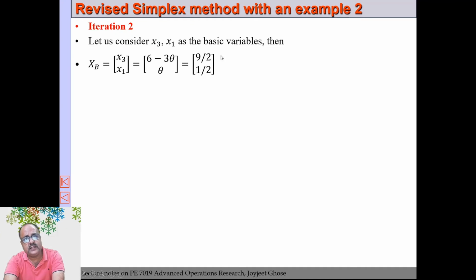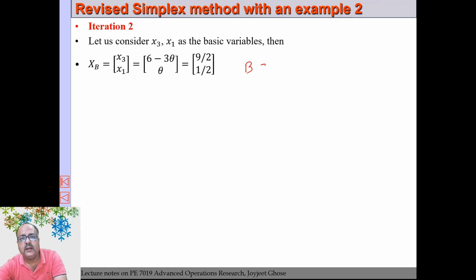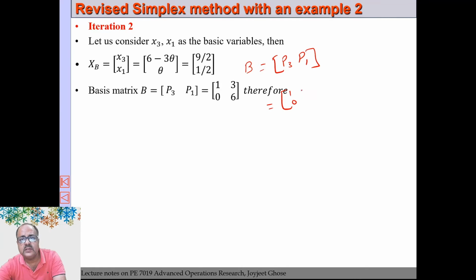Now I'll check whether this solution is optimal or not. To check this optimal or not, what is required to find out? We require to find out B, and B is what? B is equal to P3 P1. Okay, so P3 P1 is equal to 1 0, and what is P1? P1 is 3 6.